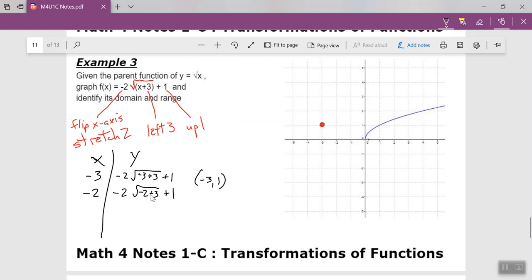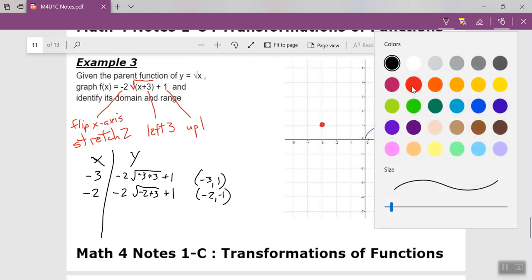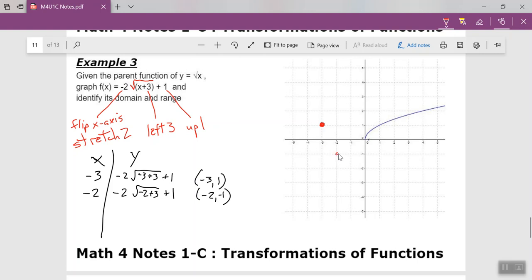And, whoops, that is a +3. So that's going to give me the square root of 1, which is 1. Negative 2 times 1 is negative 2, plus 1 is negative 1. So we're going to go to negative 2 and negative 1. Now I want you to notice something here. Normally when we do the square root curve, it's like up 1 over 1, up 2 over 4. Well, notice that we went down not 1, but 2 and over 1.